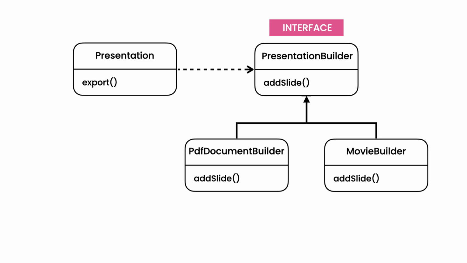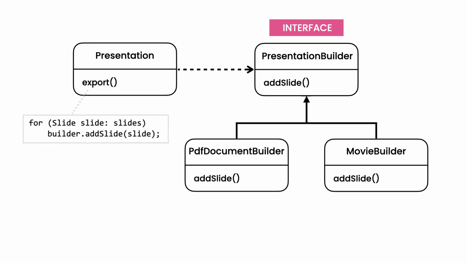Now that we have these presentation builders, we're going to have the presentation class talk to the presentation builder interface. So our presentation class is not going to be coupled to concrete implementations like PDF document builder or movie builder. It's going to talk to the presentation builder interface. In the export method, we're going to implement our exporting logic. So we're going to iterate over our slides, and then using the current builder, we're going to add a bunch of slides to the target presentation.